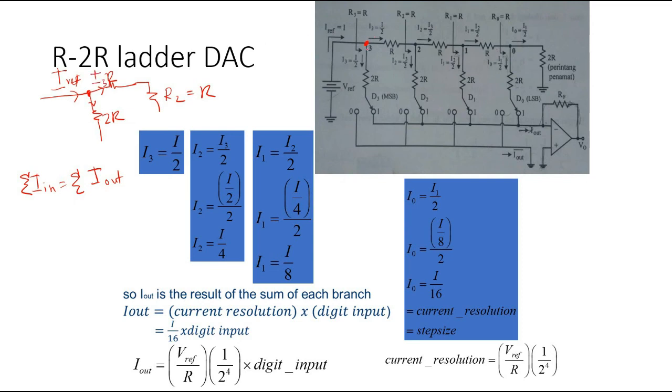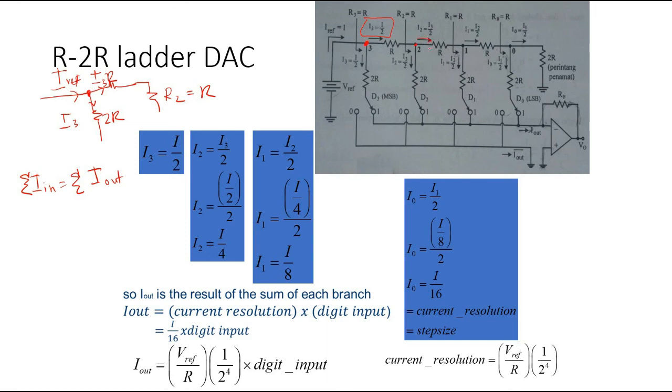I3 kita nak calculate ni. Kat sini masuk sama dengan I3, I3. Okay, I sama dengan I, ataupun sama dengan I. So I3 yang kita nak calculate ni adalah I divide by 2 lah. Okay, so yang kat sini yang akan lalu adalah I3 equal to I divide by 2. Okay, and then kita nak calculate kat sini pula I2.